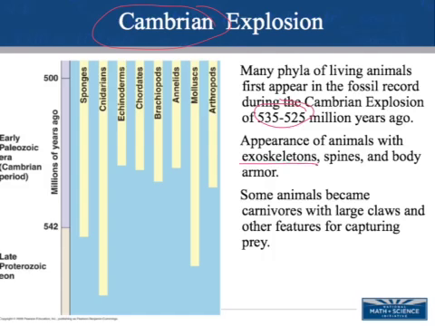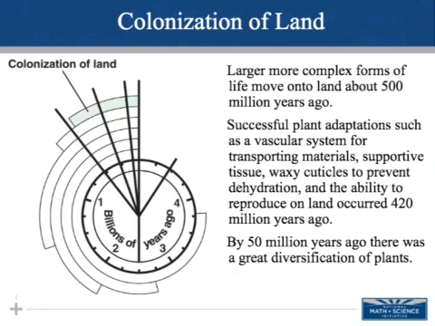We got exoskeletons, spines, so vertebrates, because they were invertebrates before, and body armor. We got carnivores with claws and the ability to capture prey. We also started to see the colonization of land. Organisms started to move onto land about 500 million years ago.